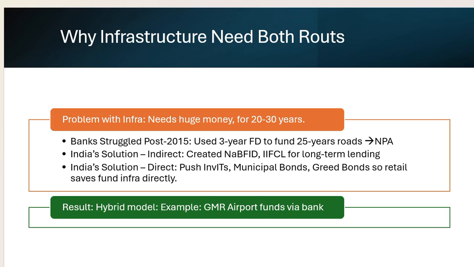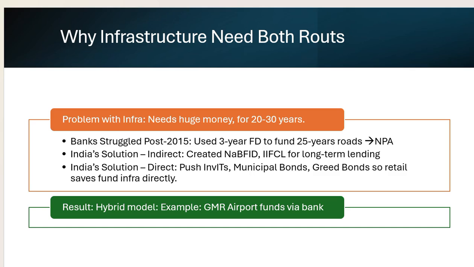So let's move on to why infrastructure needs both routes, direct and indirect financing. Banks struggle to use 3-year FDs to fund a 25-year bond. Banks have the challenge of how they can invest 3-year FDs into 25-year bonds, and they don't know the future investment in the FDs, to balance it. So it is challenging for the bank.